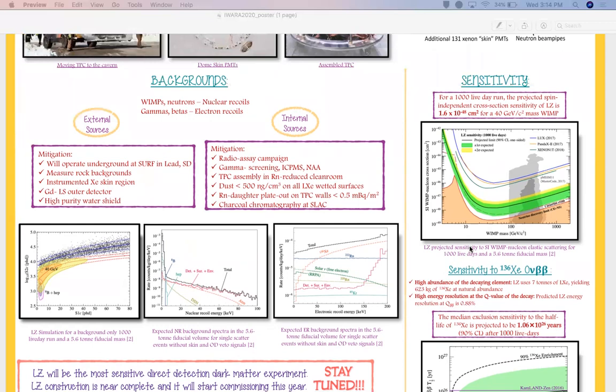Now the sensitivity. In this plot, the LZ projected sensitivity to spin-independent WIMP-nucleon elastic scattering is shown by this solid black line. A minimum sensitivity of the order of 10 to the power minus 48 is expected for a 40 GeV WIMP. This represents over an order of magnitude improvement with respect to the limits set by the recent liquid xenon experiments. So thus, LZ will be the most sensitive dark matter experiment.